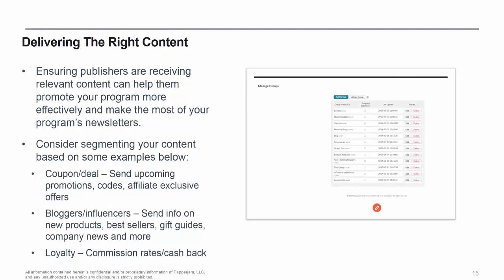And I have a quick outline of some of the different things here as well, just for what you might like to send. Especially for loyalty sites, they're looking for what your commission rate might be or what that cash back that they can give to their members would be. And bloggers and influencers are looking for new products, bestsellers, and things like that. But you might still want to include promotions and upcoming coupon codes when you're sending to bloggers or influencers, just keep in mind the types of content that you're sending to them.